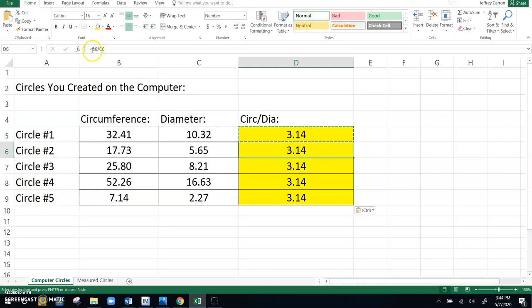So you can see here, now it says B6 divided by C6. Over here it says B7 divided by C7, B8 divided by C8. So it's just taking those cells and dividing them. And what do you notice? Hopefully you notice that you get the same number every single time. And I'm hoping that number reminds you of a very famous number that we've talked about in the number sense unit, and that number is pi.